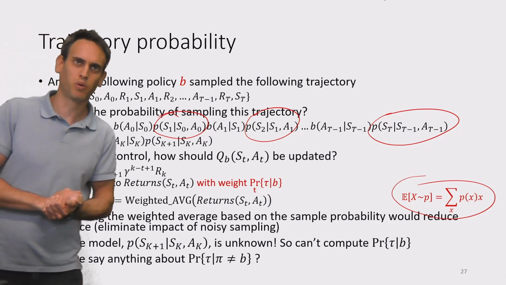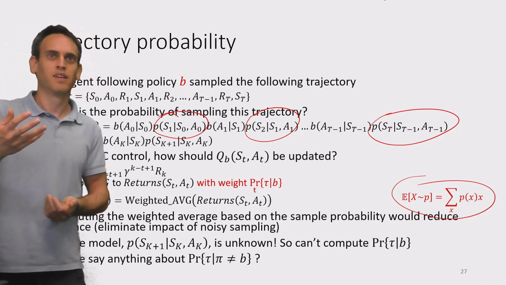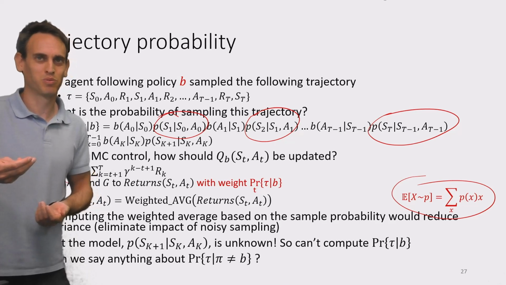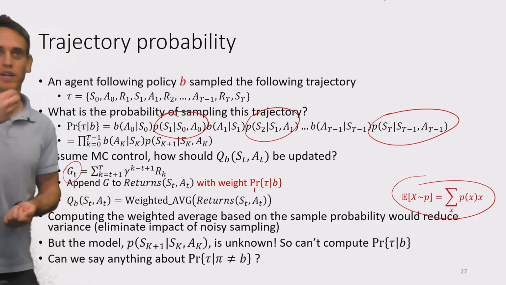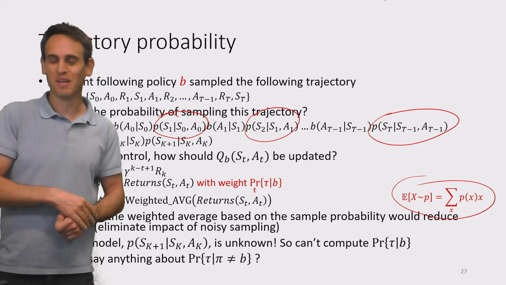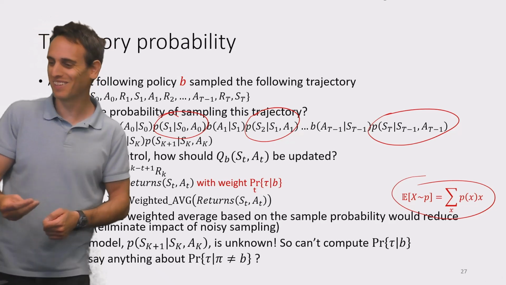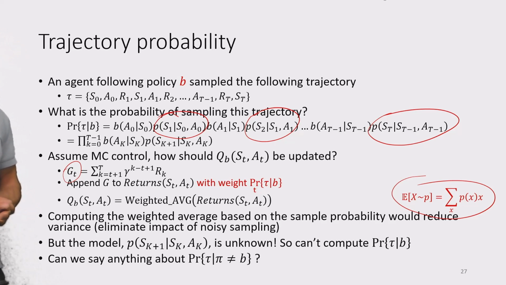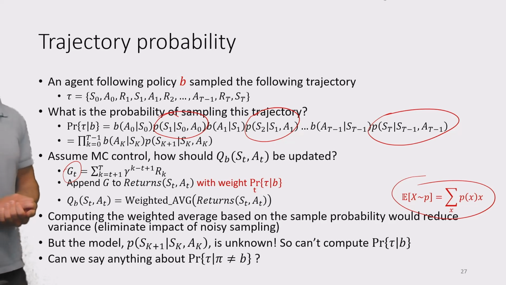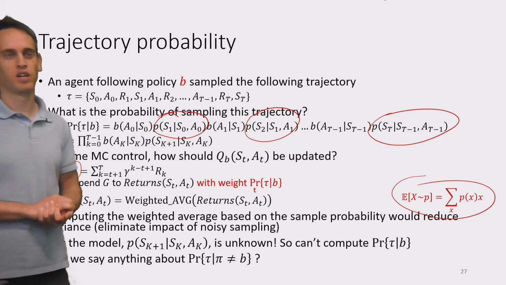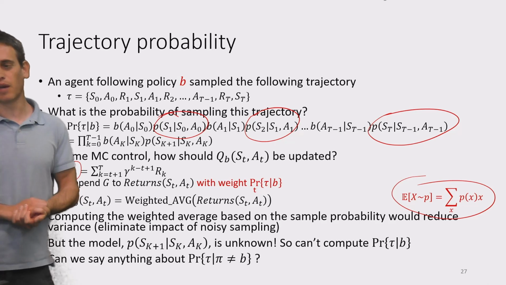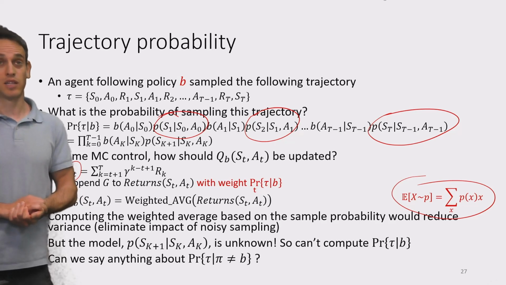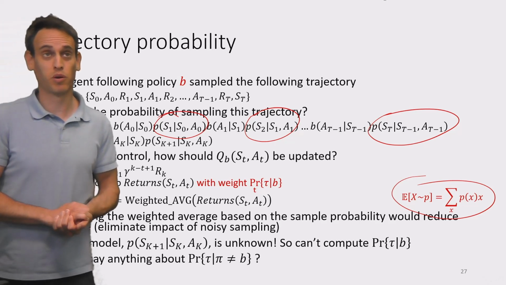That seemed a bit pointless, right? I told you, we have a closed form expression for the trajectory probability. It would be helpful for us to compute this probability, but we cannot compute that probability. Okay? So now I can ask you a different question. Can we say something about the probability of sampling a specific trajectory for a policy, a target policy that is different from our behavioral policy?